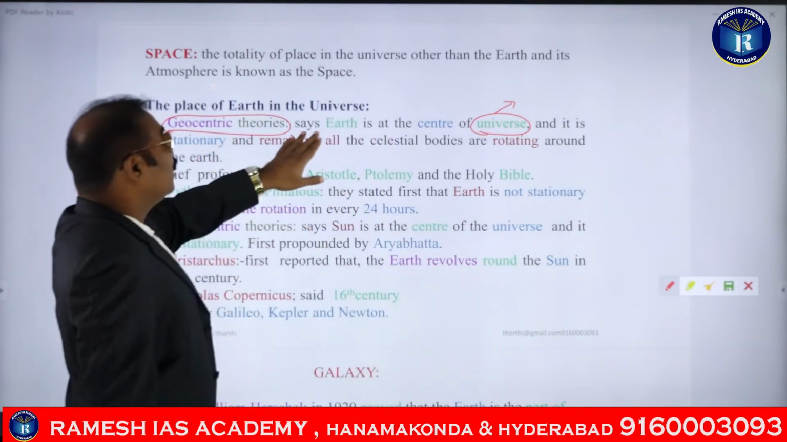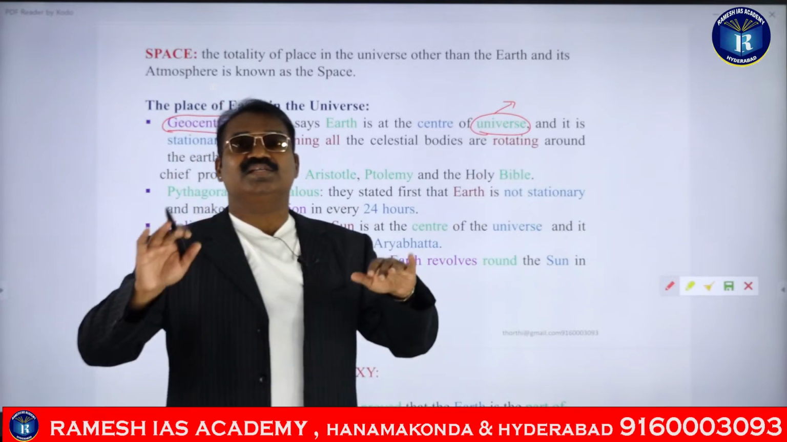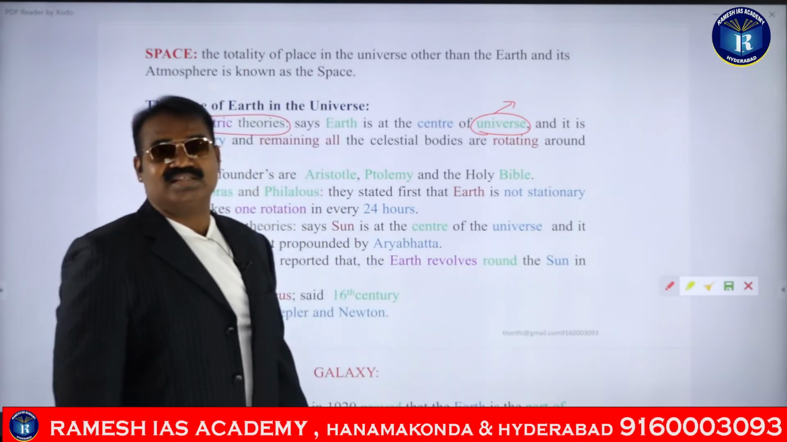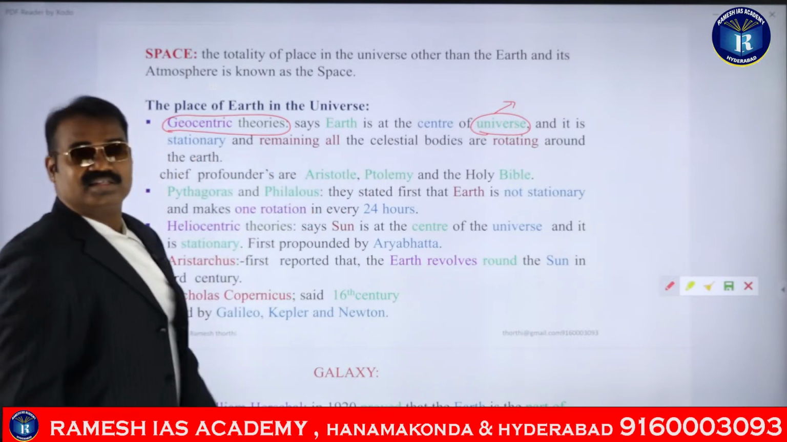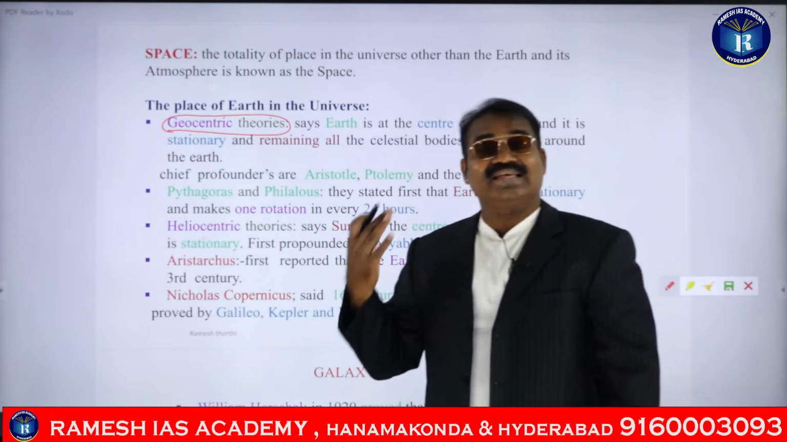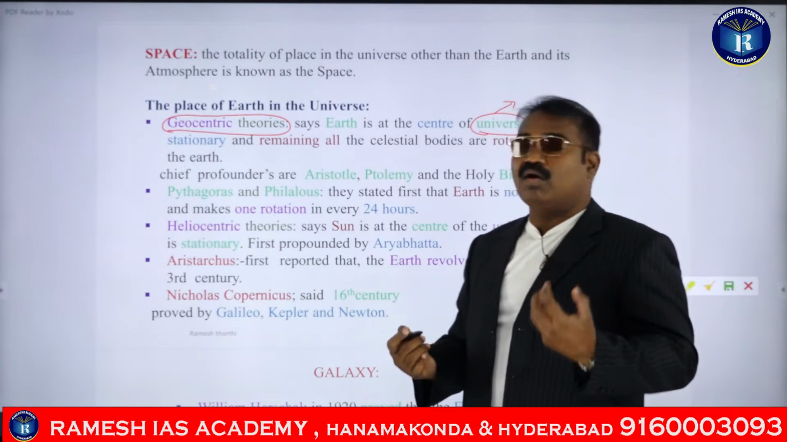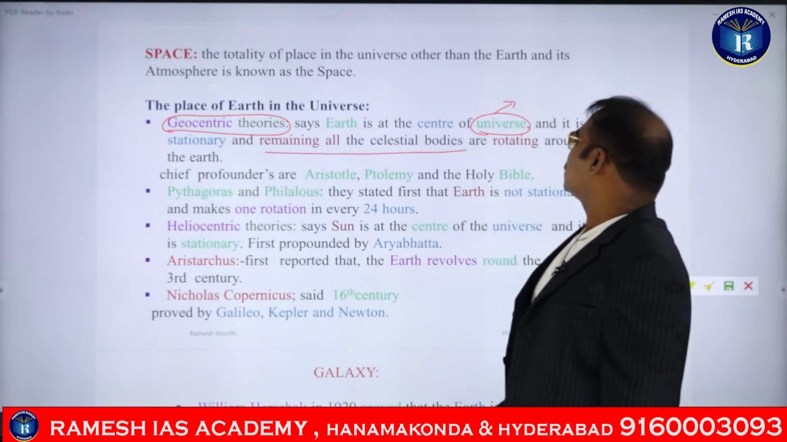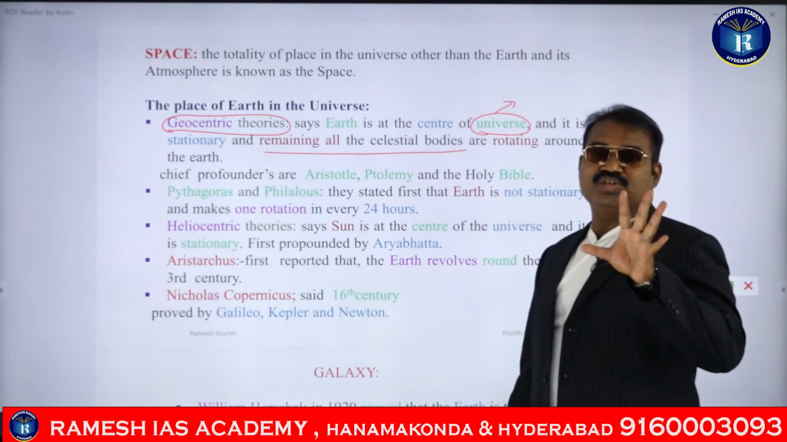So, the geocentric theory says that the Earth is present at the center of the universe and it is stationary, it is not moving. And all the rest of the celestial bodies, the stars, sun, etc., are all moving around the Earth. This is the essence of the geocentric theory. So, they said the Earth is at the center and all the remaining celestial bodies are rotating around the Earth, because the Earth is stationary.